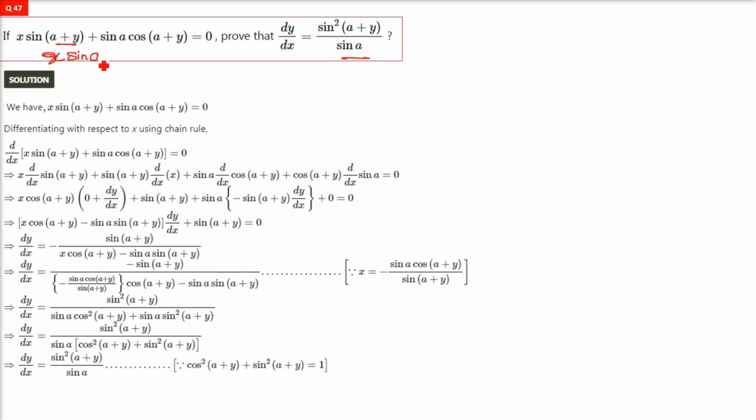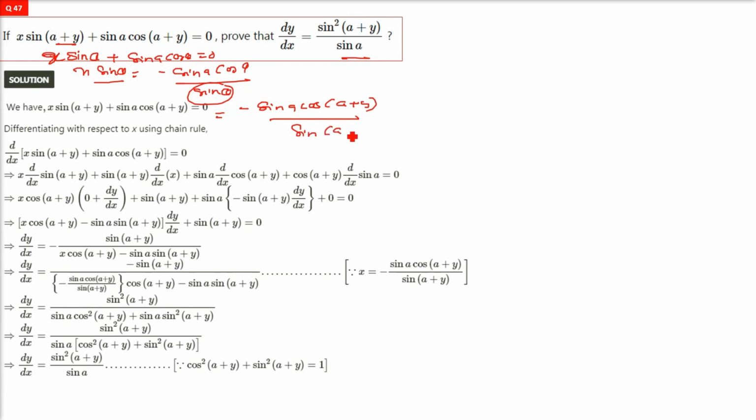So x sin theta plus sin a cos theta is equal to 1. x sin theta is equal to minus sin a cos theta. And this sin theta will go down. Basically it will be sin a cos theta, where theta is a plus y. So sin a cos a plus y divided by sin a plus y. That's what we are going to replace any moment wherever we want after differentiation. Alright. So let us differentiate this equation.